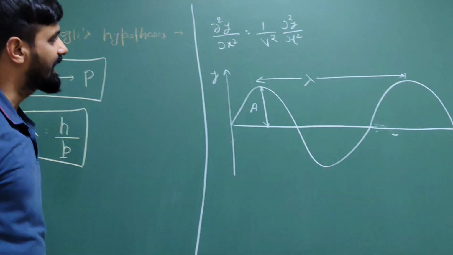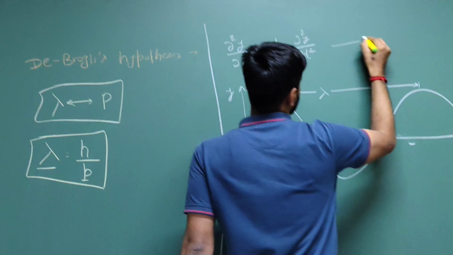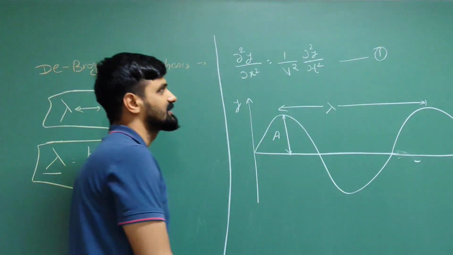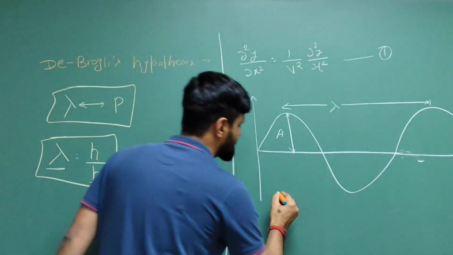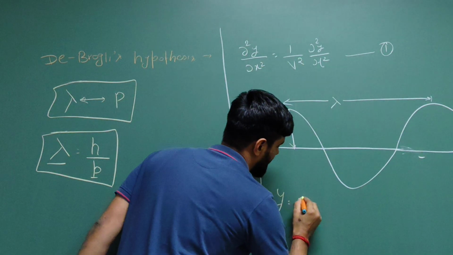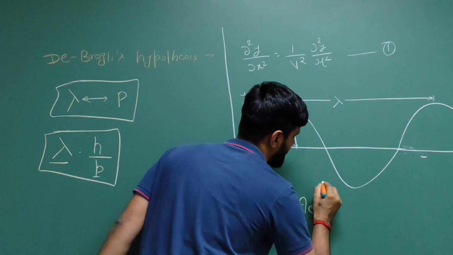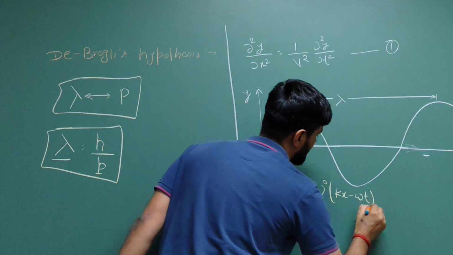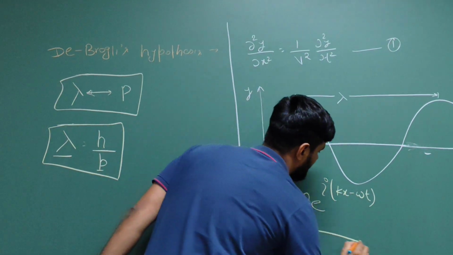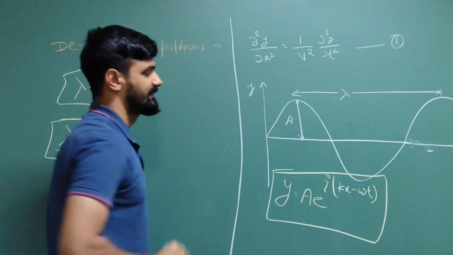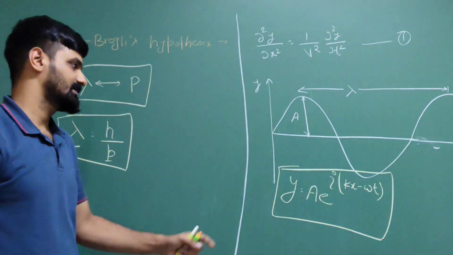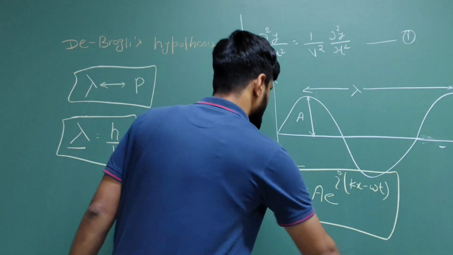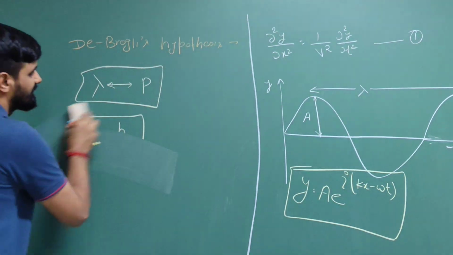If I assume this is our equation 1, its solution can be written as y equals A e to the power i(kx minus omega t). We will see what the values of k and omega are. Basically k is the wave number and omega is the angular frequency. Is that clear?